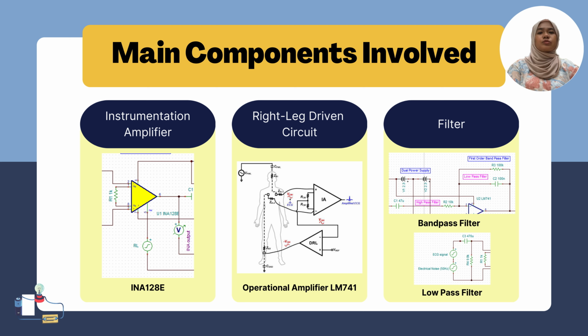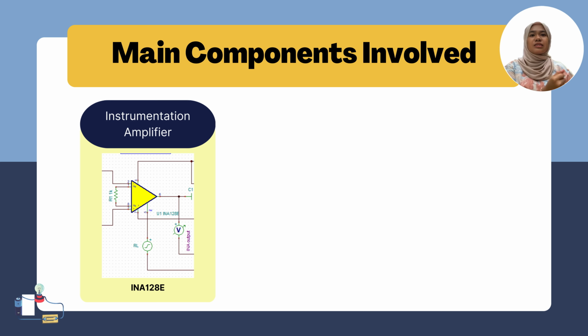Let's begin with the instrumentation amplifier, a cornerstone of our circuit. We use the INA128 instrumentation amplifier. It is a high-performance amplifier designed specifically for precision applications, including this ECG system. Its main role in the ECG circuit is to amplify small differential signals while rejecting the common mode noise. This is crucial in biomedical applications where the ECG signal is often weak and surrounded by various sources of interference.